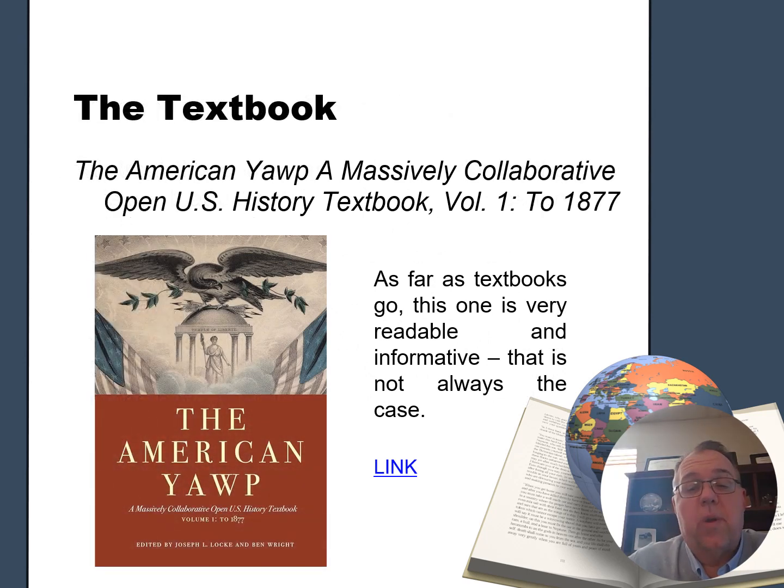So what textbook are we going to use? It's the American Yawp. You see a picture of it here, but it's online. There's a link here and a link in your syllabus. As far as textbooks go, this was not bad. I've seen some horrible, god-awful textbooks before that you can't read without going to sleep. This was not too bad.